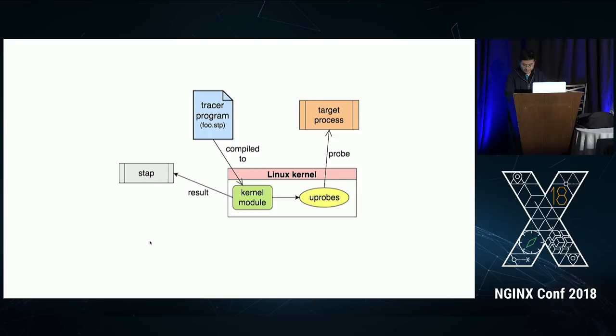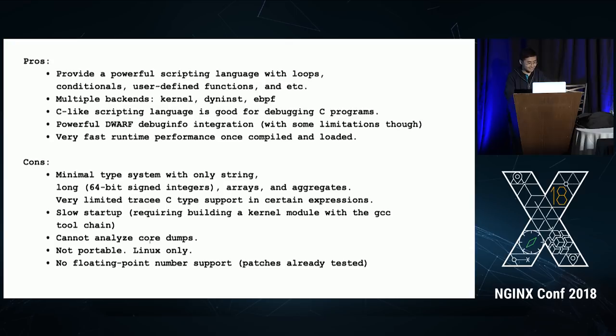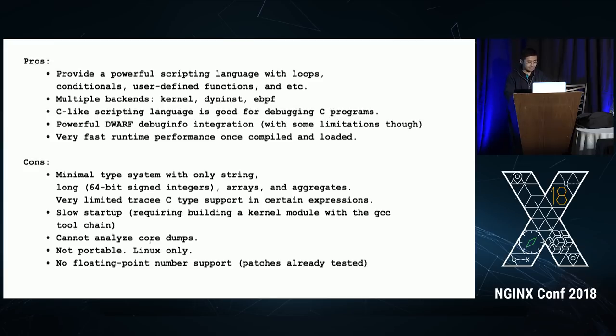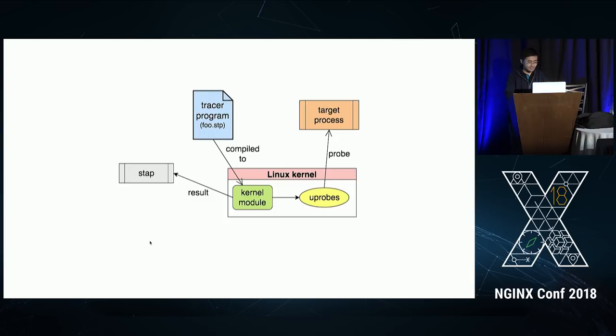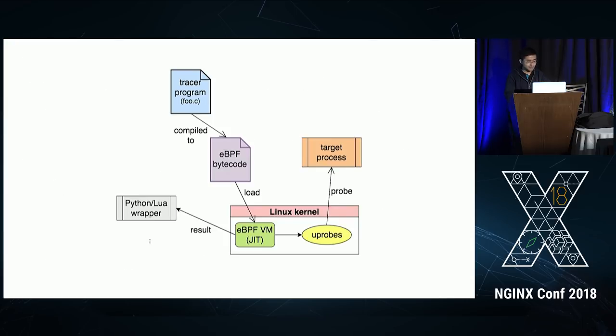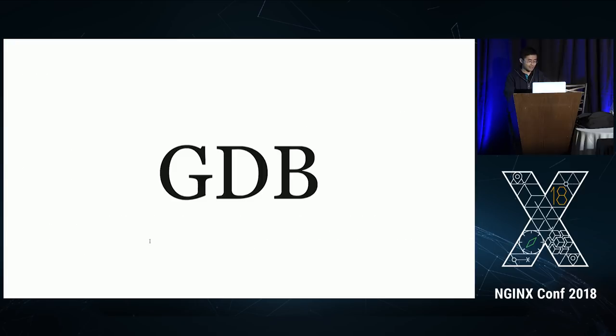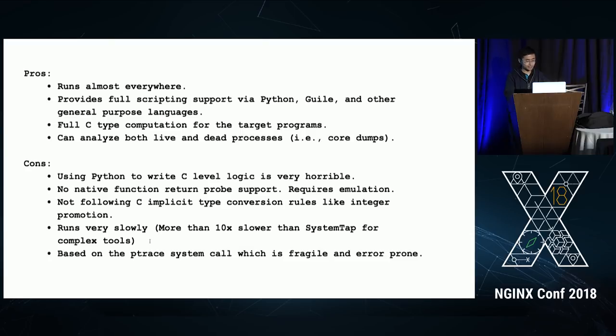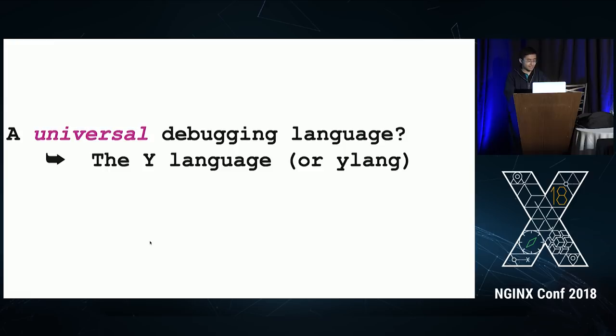And SystemTap, okay, I don't have the time. So SystemTap looks like this. DTrace works like this. It has the in-kernel VM, and SystemTap compiles the program to a kernel module and uses the kernel facility uprobes to probe the target process. And BCC eBPF also has a similar in-kernel virtual machine like DTrace in the Linux kernel, but it's much more limited. It also uses uprobes to probe the target process. It's much safer. And GDB uses ptrace to probe the target process, and it can also be used to probe core dumps. Perf is lightweight.